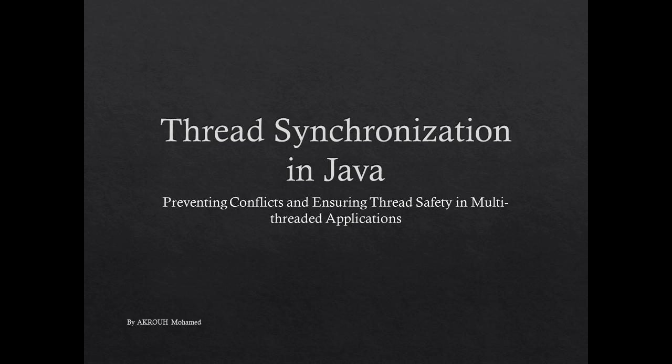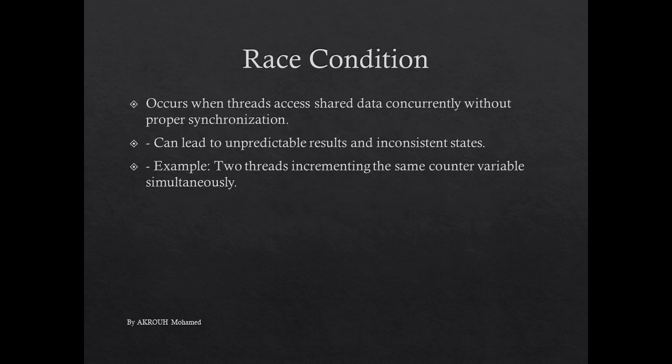ensure thread safety. A race condition occurs when two or more threads access shared data concurrently without proper synchronization. This can lead to unpredictable results and inconsistent states in your application. For example, if two threads try to increment the same counter variable simultaneously, the final result may not reflect both increments due to how the threads interleave their execution.